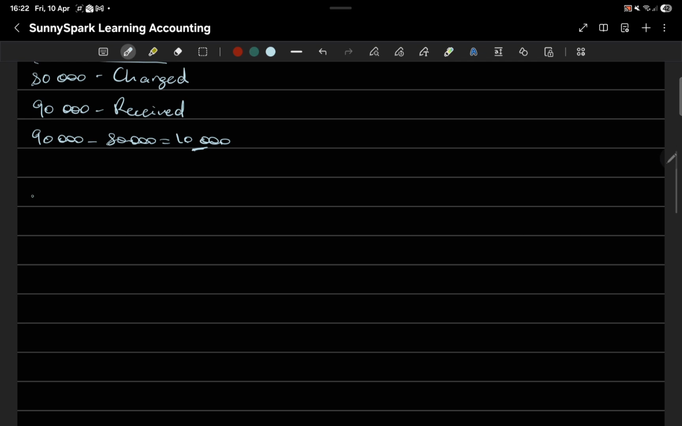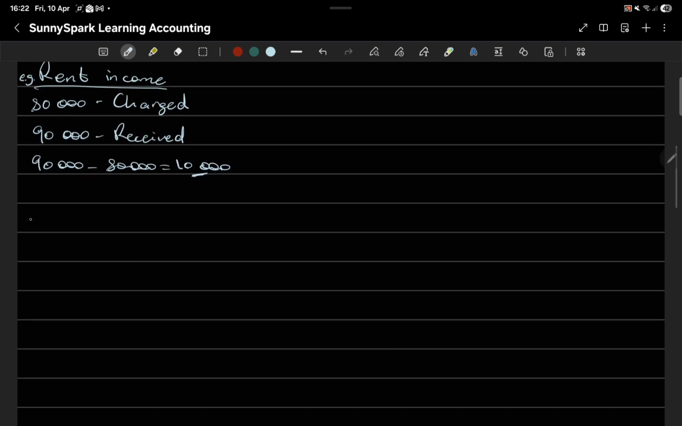So now let's move to the third one, which is accrued income. With accrued income, the word accrued simply means outstanding. It means you still have to pay or you still have to receive. In this case, we are talking about income, accrued income. It means this is an outstanding income. You still have to receive this amount of money.